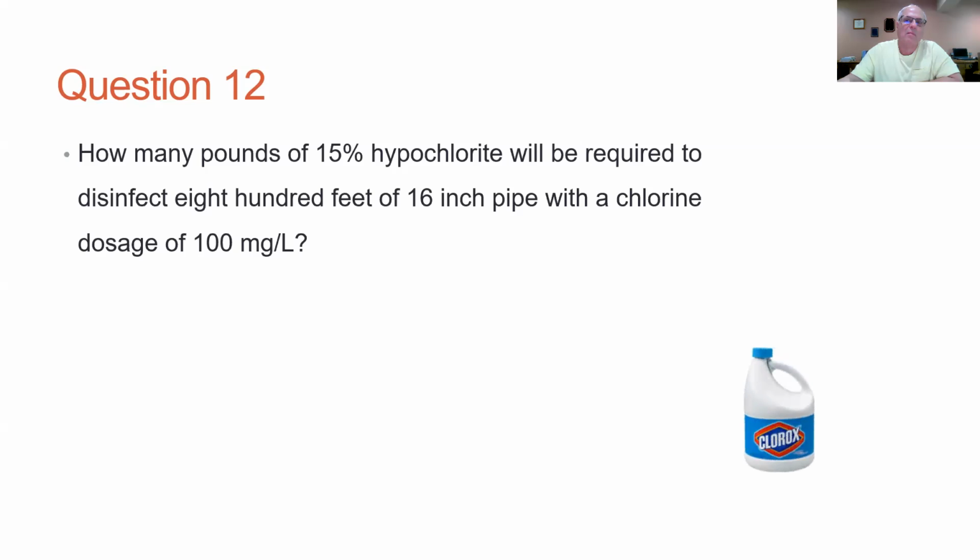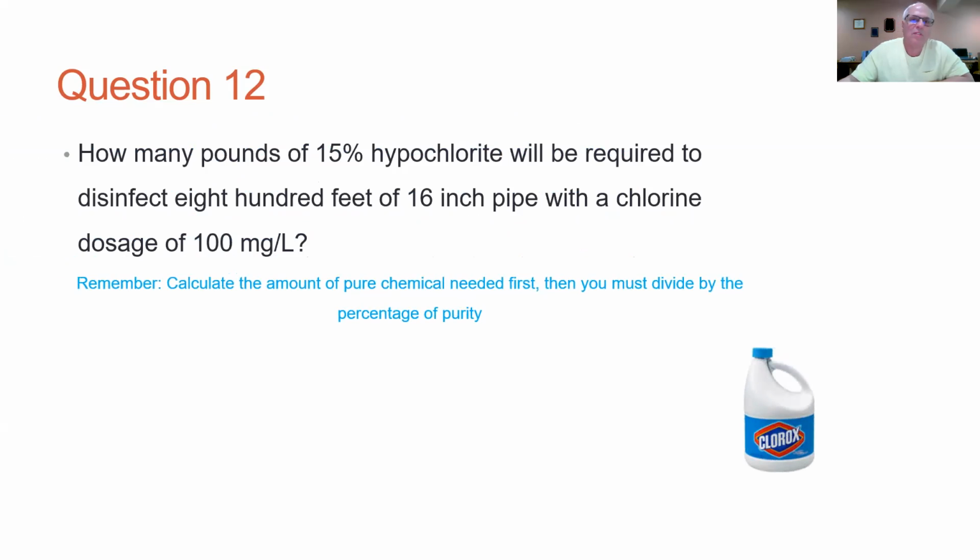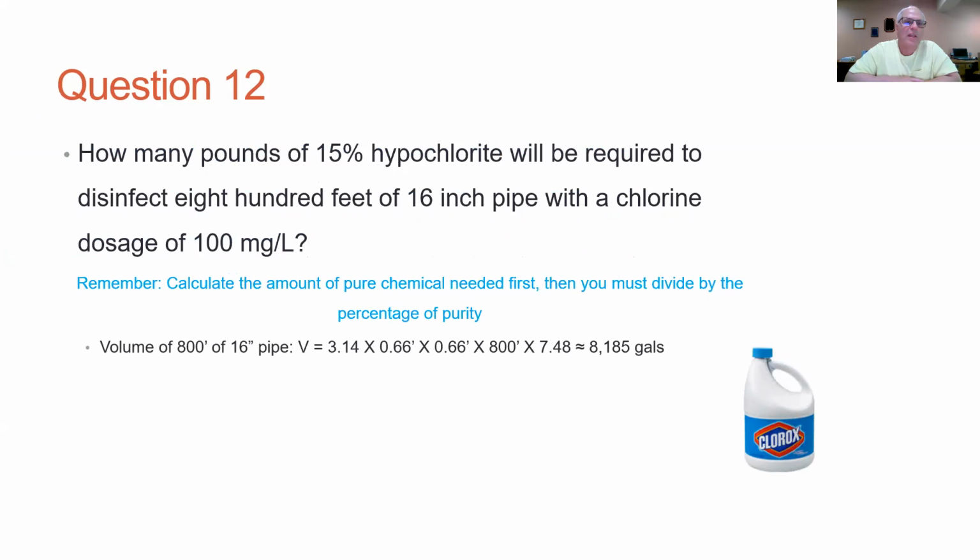Okay, when I do this kind of a problem and I'm using Clorox bleach, I want to remember to calculate the pounds of pure chemical that I would need first. Approach this problem as if you had chlorine in the field and figure out how much chlorine you would need to do this job. And then all you need to do is take that and divide it by the 15%, and you know how much Clorox you would need. So the volume of 800 feet of pipe, 16-inch in diameter, is pi times the radius squared times 800 feet, and then multiply by 7.48 to get gallons. You're going to come up with about 8,185 gallons in that 800 feet of pipe.